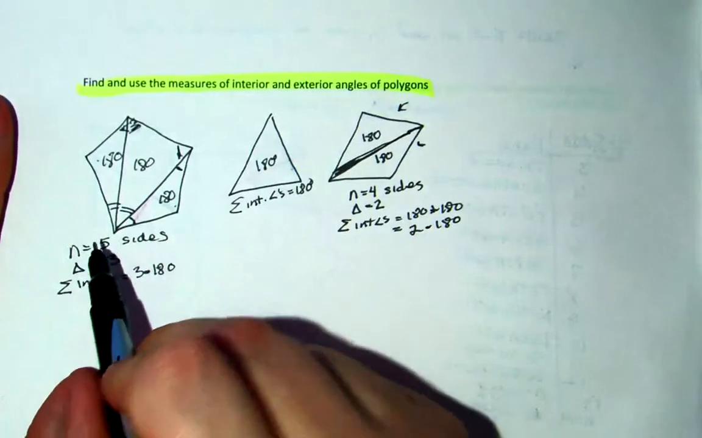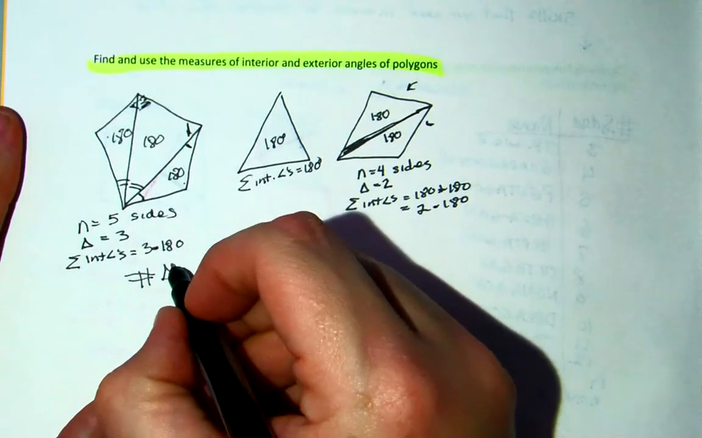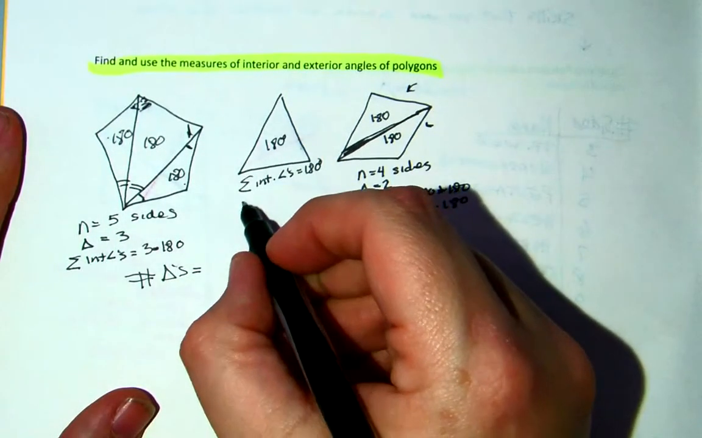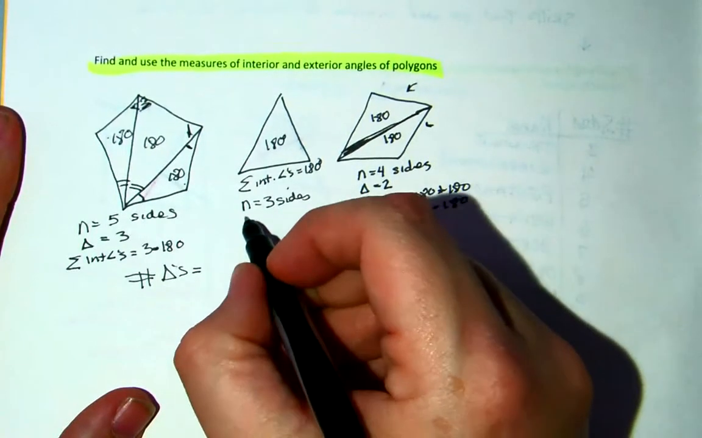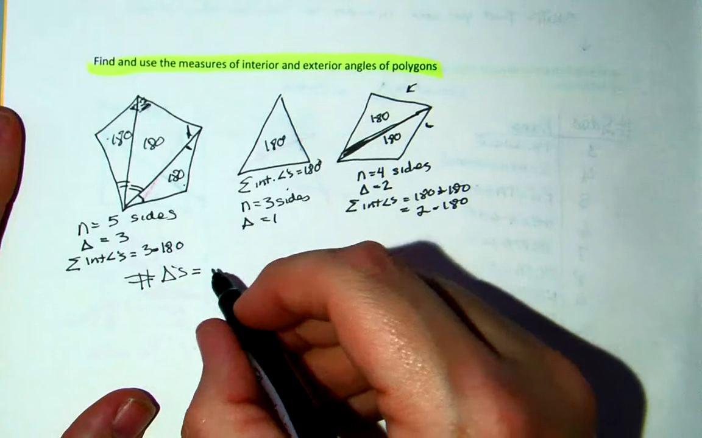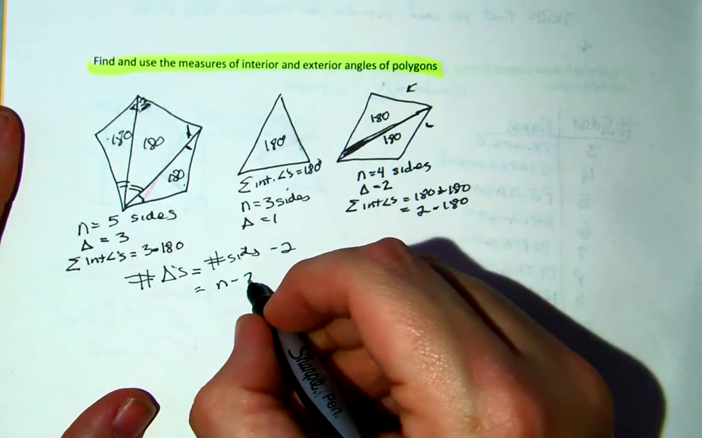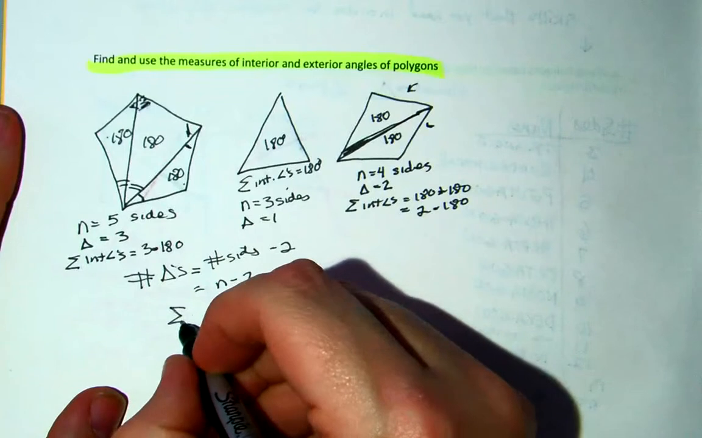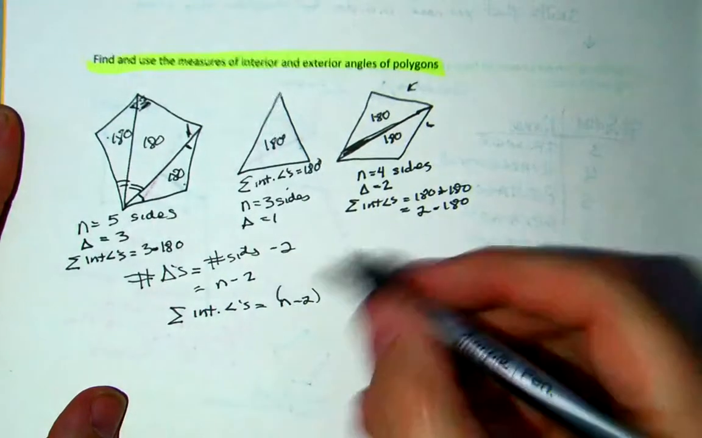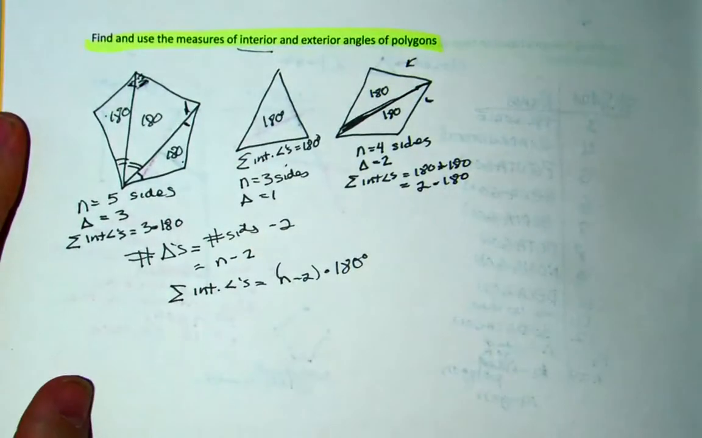Now the big question is, how can I use the number of sides to determine the number of triangles? If I had 5 sides, I have 3 triangles. If I have n equal 3 sides, how many triangles do I have? I only have 1. So what's the pattern? If I have 3 sides, I have 1. 4 sides, I have 2. 5 sides, I have 3. Hopefully you see the pattern is the number of sides minus 2, which is n minus 2. And then to get the sum of the interior angles, this is going to be equal to n minus 2, put that in parentheses, times 180 degrees. So that'll get me my interior angles for any polygon.